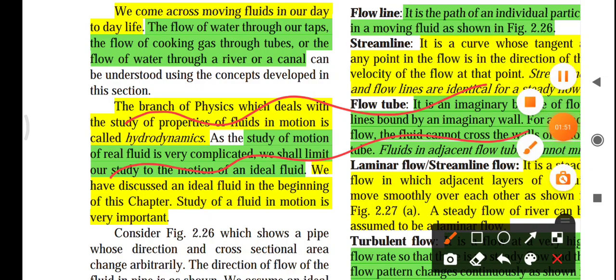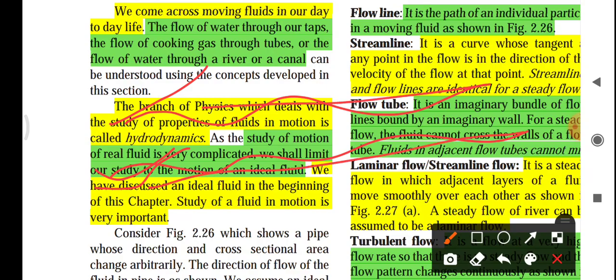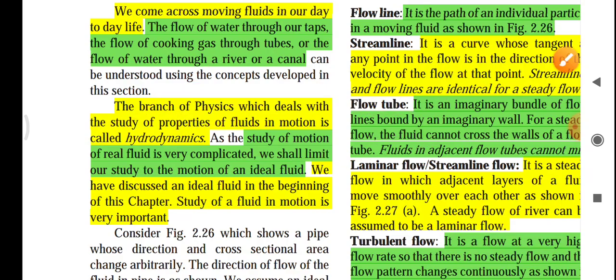Sorry, there are two types of flows. One is steady flow, which is also called laminar flow. Another is non-steady flow, turbulent flow. Here velocity is not the same, here velocity is the same. We will just discuss one by one.